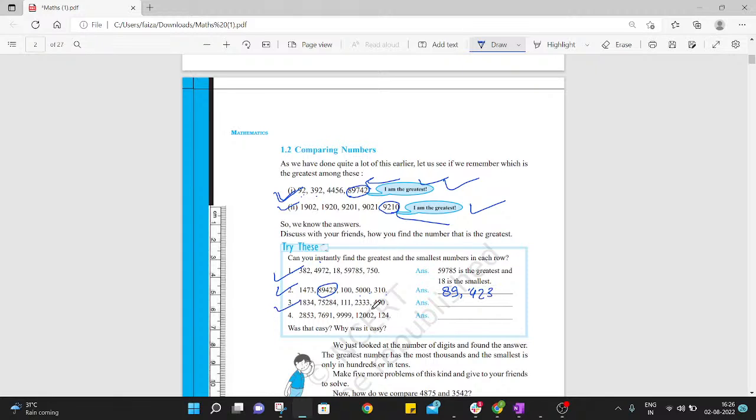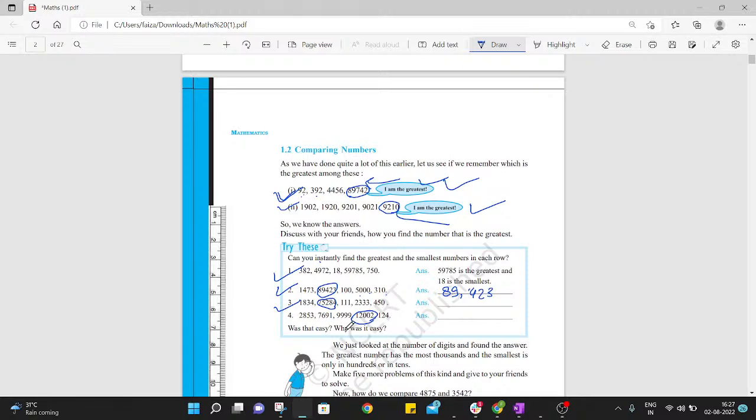Now again for the third one, I'm giving you 10 seconds again. 10, 9, 8, 7, 6, 5, 4, 3, 2, 1 and 0. I think you must have figured out which one is the greatest. As I can see, 75,000 is the greatest one because it has more digits. For the third one, it looks like this one, 9,999, but no, it isn't. It is 12,002 because it has more digits, so it is the greatest.